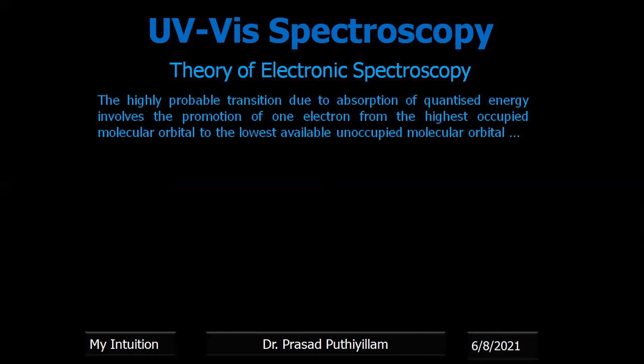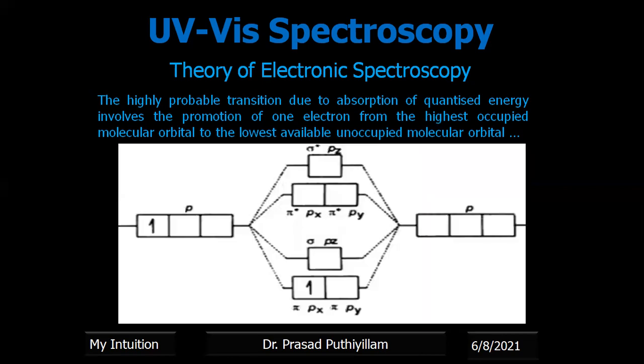So the highly probable transition due to absorption of quantized energy involves the promotion of one electron from the highest occupied molecular orbital to the lowest available unoccupied molecular orbital. Okay, that comes under molecular orbital theory. We call it MOT. I'm not going into detail about MOT. So we know this represents the atomic orbitals. Two atomic orbitals combine to form the molecular orbital. That is MOT, molecular orbital theory. So atomic orbitals combine to form MO.